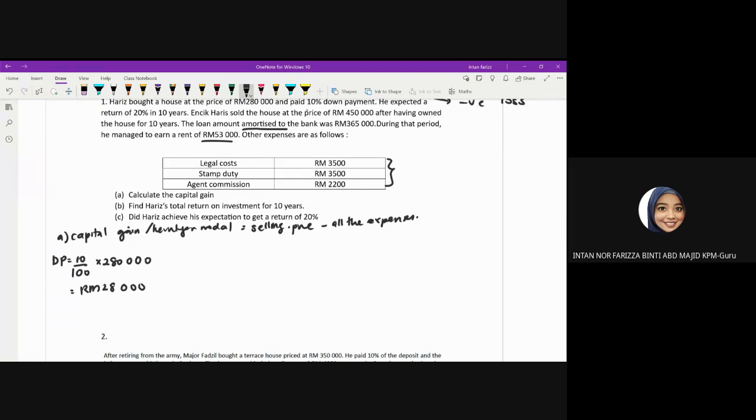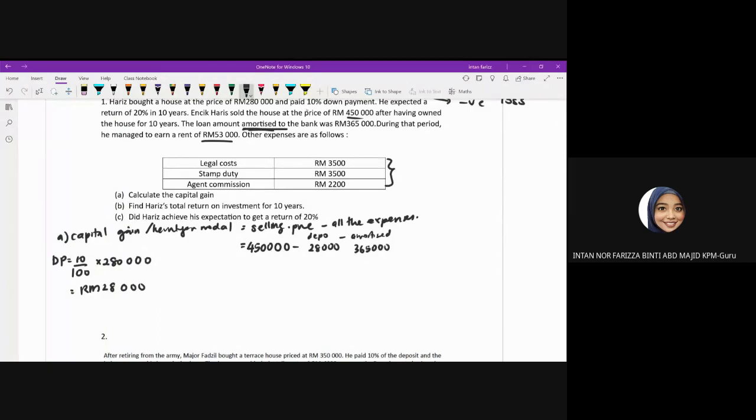Okay. So capital gain is selling price minus all the expenses. Okay. What's the selling price of the house? Okay. He wants to sell the house for 450,000, isn't it? So 450,000. Okay. Minus all the expenses. What are all the expenses involved here? Okay. So the expenses are the deposit. Okay. Minus the deposit. What's the deposit? 28,000. Okay. Minus apa lagi? Look at the sentence one by one. Okay. Loan amortized. You have to masukkan sekali lah. Amortized. That means the one that already paid to the bank.